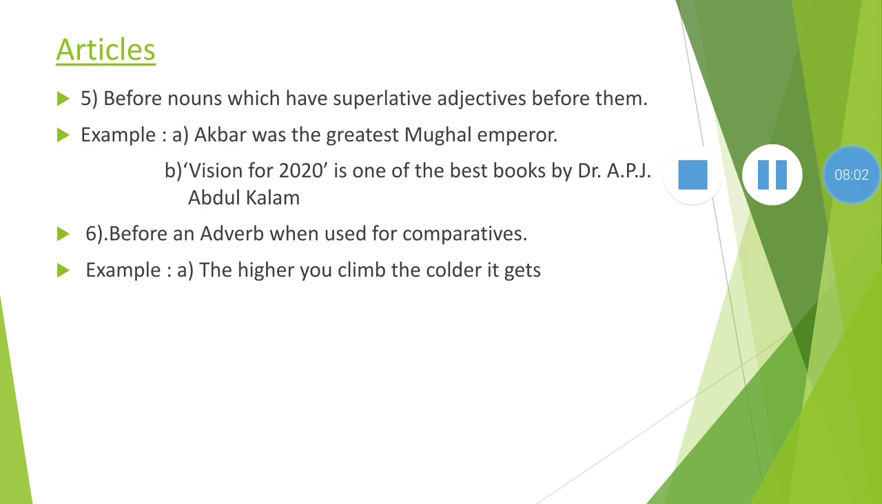Next, before the adverb when used for comparative means before the comparative form or before the comparative degree we use the article. For example, the higher you climb, the colder it gets. In this example, higher, it is a comparative form use. Also the colder, it is also comparative form. That's why we use the article. Means before the superlative form, before the comparative form, we use the article in the sentence, or we use the article before superlative and comparative form or degree.